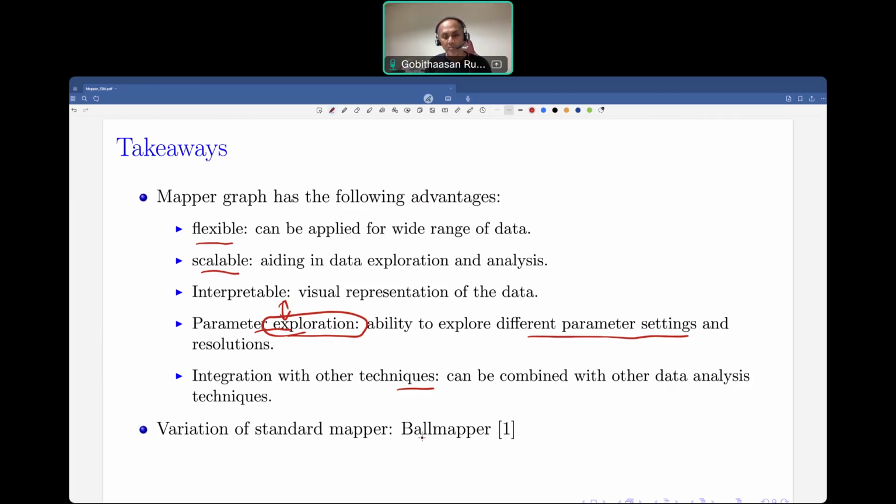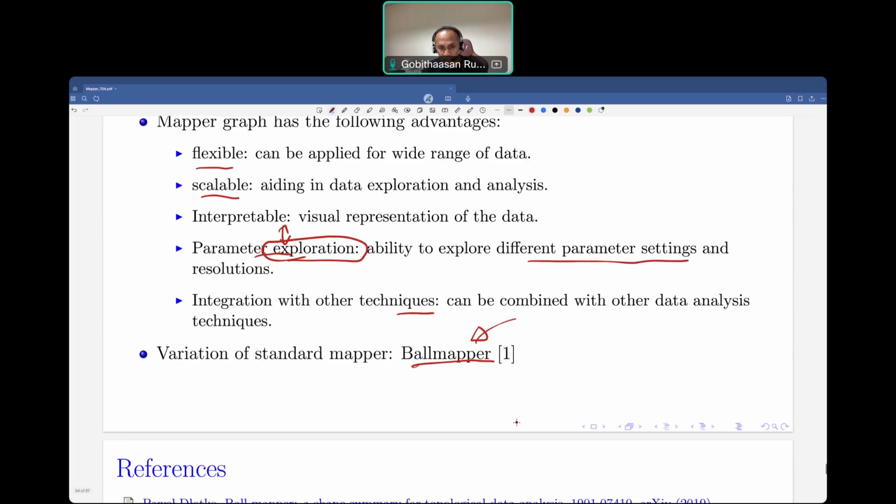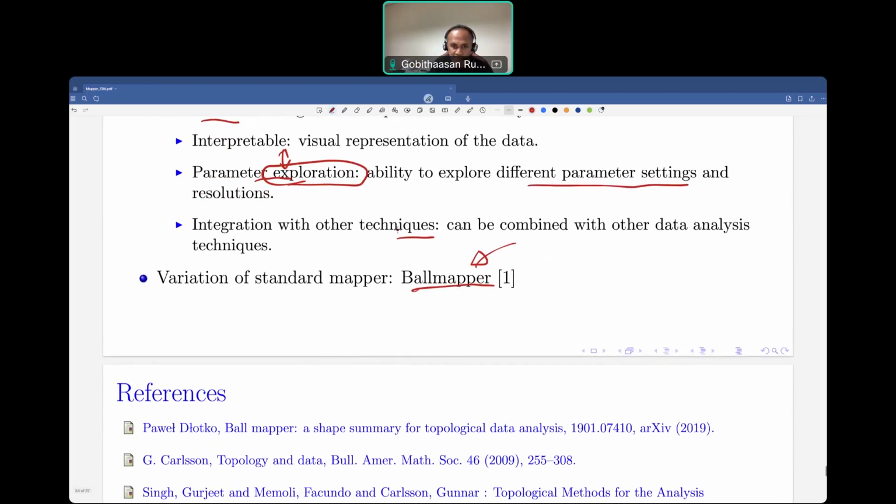A variation will be a ball mapper. Ball mapper has fewer free parameters. Sometimes with too many parameters, you don't know what to control. If such a thing occurs, then you just opt for ball mapper. There's also a mapper algorithm, but not as flexible. You just put your data in there, and then you quickly get one mapper out of it. That is why it was done. It was created by Pawel Dlotko, right? One of my friends, colleagues.